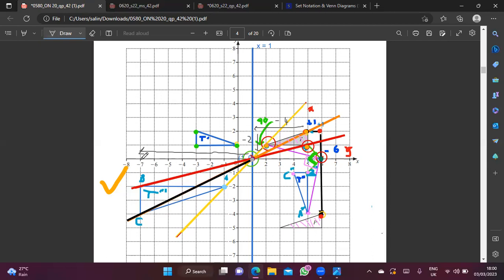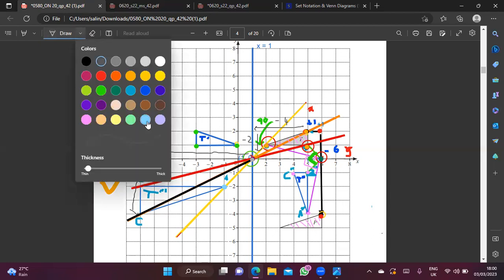Where is the point? The point is here, so you have to go down 1, 2, 3, 4. And there you go. So where is the point that I stop? It's actually here.